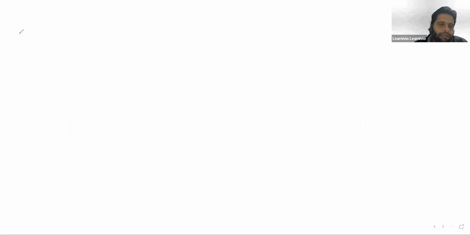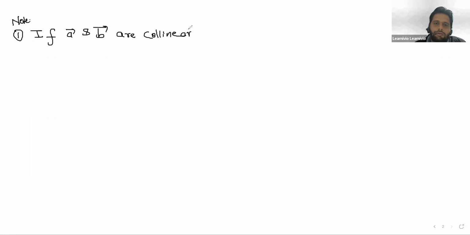Okay, so we will write some note. First, if A and B are collinear. You know what collinear vectors are. Then we have two options: theta is equal to 0 or theta is equal to pi. If A and B are collinear, then theta is equal to 0 degree or theta is equal to pi.